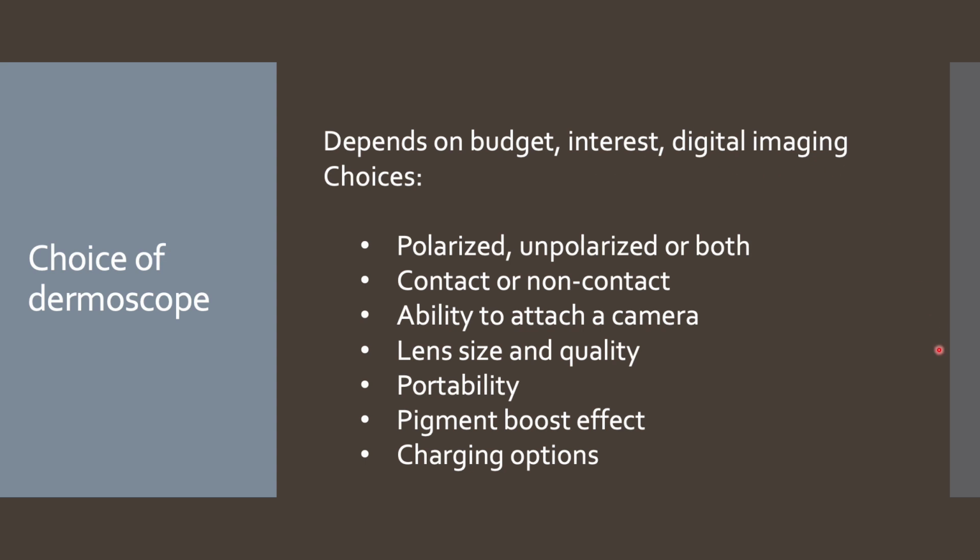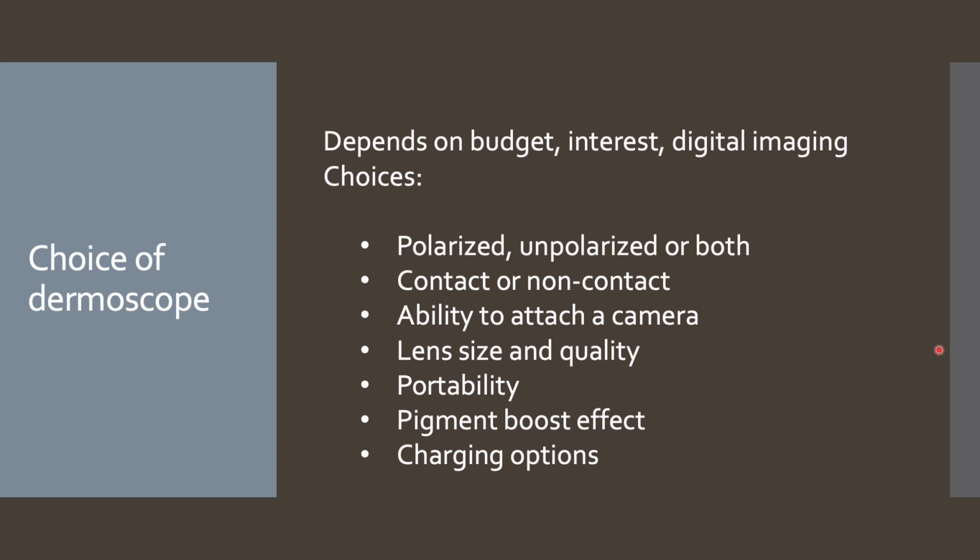You can choose the dermatoscope which is polarized, non-polarized, or hybrid. I would suggest you get a device which has both polarized and non-polarized mode, because a few skin lesions you can see better with the polarized mode, while other skin lesions you can see better with the non-polarized mode. Then the choice of contact or non-contact dermoscopy, then ability to attach a camera, lens size and quality, usually 30 millimeter is a good size lens, then portability, pigment boost effects. Some dermatoscopes give this option of pigment boost effect for melanocytic lesions.